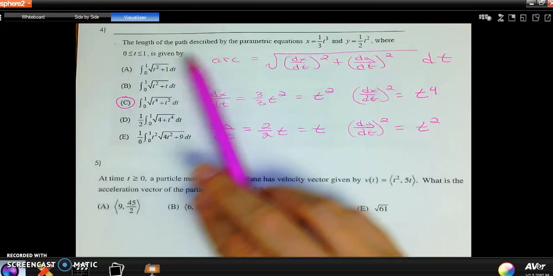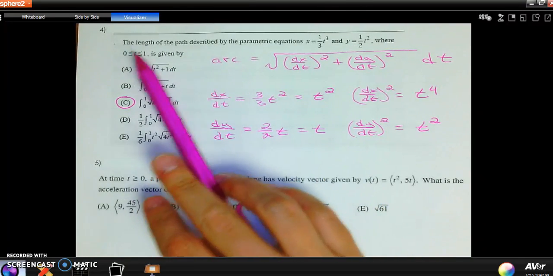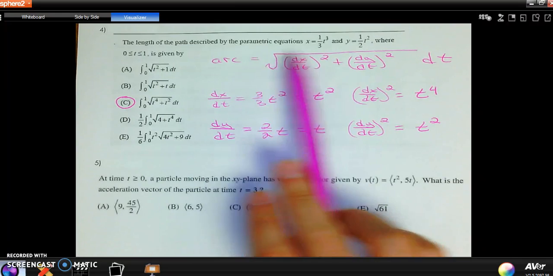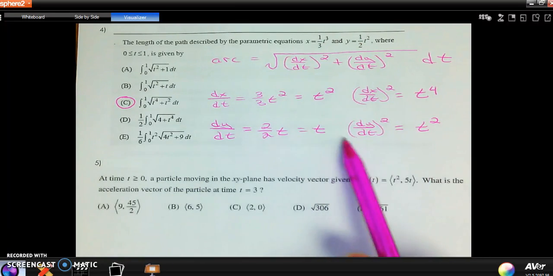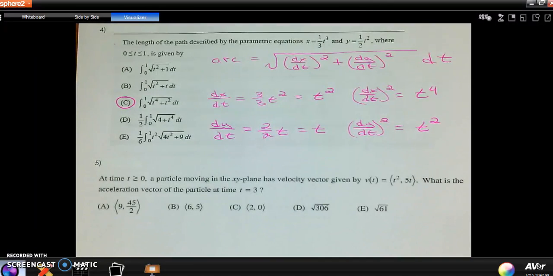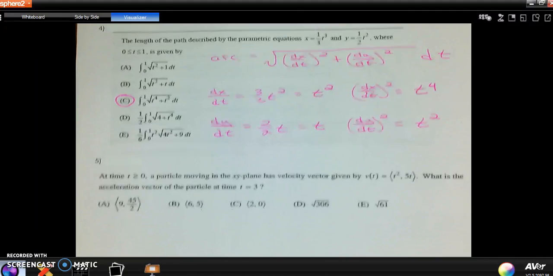On this example, it's the exact same. It's just an arc length. They're asking you to find the arc length for the parametric equations. So you have to take the derivative of x, take the derivative of y, square each of them, and then plug them into your arc length formula, and you get C. So I encourage you to try that one on your own.